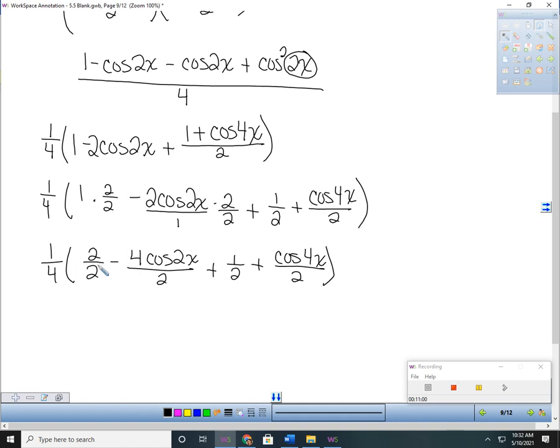Now everything is over 2, so I'm going to take out a half. So if I take out a half, that'd be 1/2 times 1/4, which is 1/8. And then I'm going to be combining like terms on the top, so I know I have a 2 and a 1. That makes 3. And then I have a cosine 2x, but no other cosine 2x, so minus 4 cosine 2x, and then plus the cosine 4x. Now I've written this. The only trig function I have is cosine, and all the powers are 1.